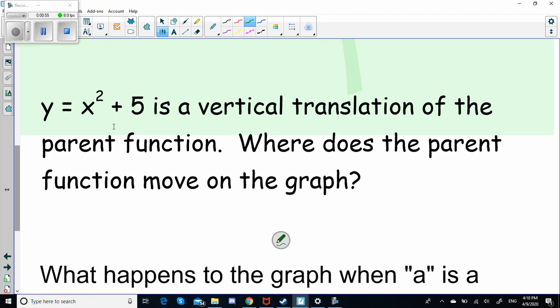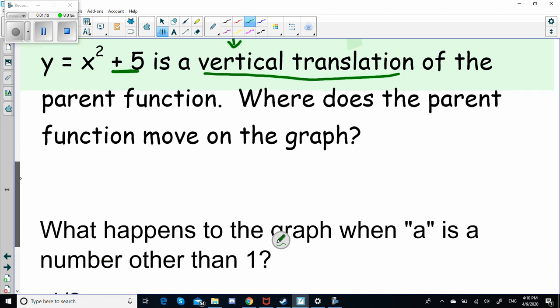And then down here, y equals x squared plus 5 is a vertical translation of the parent function. So remember, vertical means up or down based on this number right here. So the parent function, because y equals x squared is the parent function, is going to be moving up 5 because of the positive 5 on the graph. So instead of starting the vertex at 0, 0, the vertex will start at 0, 5 and then mirror the parent function.